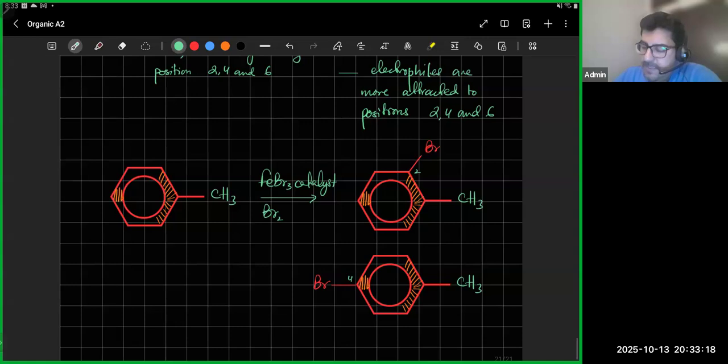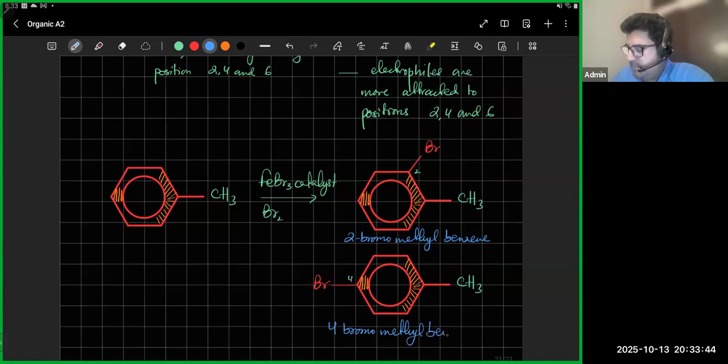And then there are the names of these things. This one is 2-bromo methyl benzene. And this one is going to be 4-bromo methyl benzene. So 2-bromo methyl benzene, 4-bromo methyl benzene, and that's it. And let's highlight this.